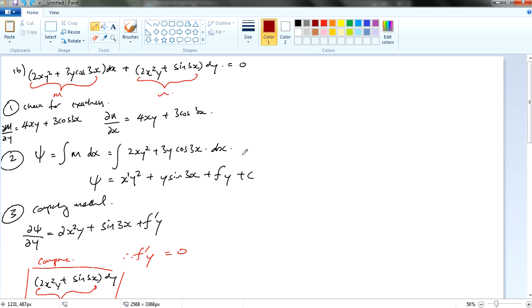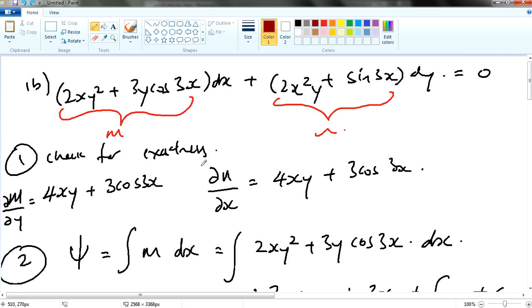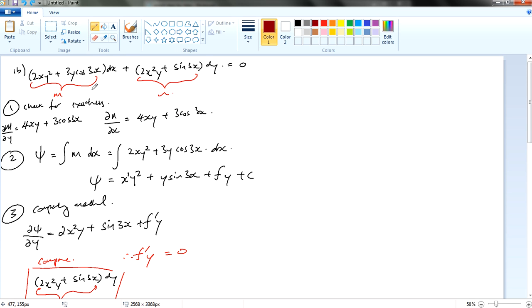there are a few things that you need to take note of in this question. The first thing you need to know is how do you differentiate or integrate? How do you check for exactness? To check for exactness, normally you differentiate in terms of the opposite variables. This is one thing that I realized must be remembered.